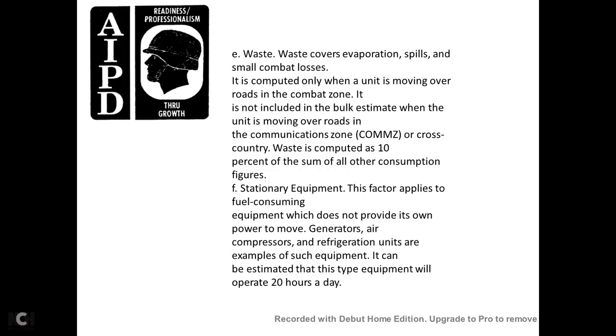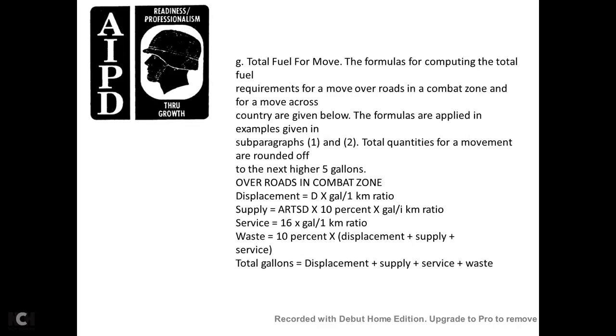E. Waste. Waste covers evaporation, spills, and small tank losses. It is computed only when the unit is moving over the roads of the combat zone, and is included in the bulk estimate when the unit is moved over the roads. In the communications zone, or COMMZ, cross-country waste is computed at 10% of the sum of all the consumption figures. F. Stationary equipment. This factor applies to the fuel-consuming equipment which does not provide its own power to move. Generators, air compressors, and refrigeration units are examples of such equipment. It can be estimated that this type of equipment will operate 20 hours a day.